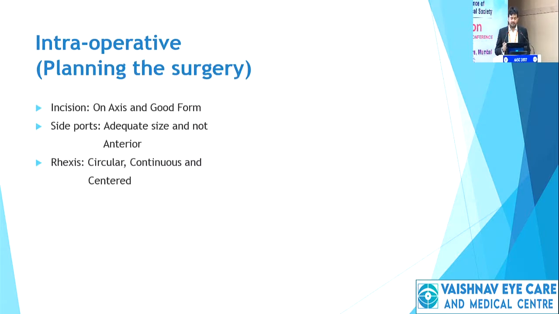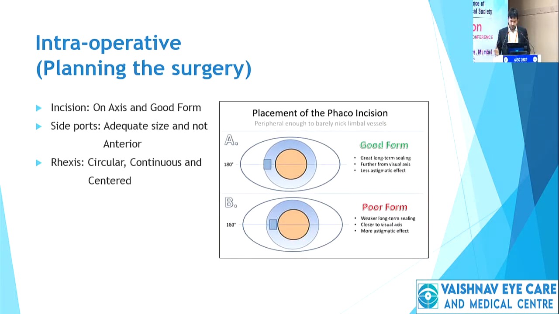It's basically planning the surgery right before actually doing it. So you need to plan the incisions, the rhexis and the side ports. The incision has to be on the axis always. It has to be a good firm incision, away from the center so that it causes less astigmatism. Side ports have to be of adequate size, because a larger side port could cause some astigmatism. And very, very important is the rhexis. It has to be circular, continuous and centered to have a good IOL overlap.